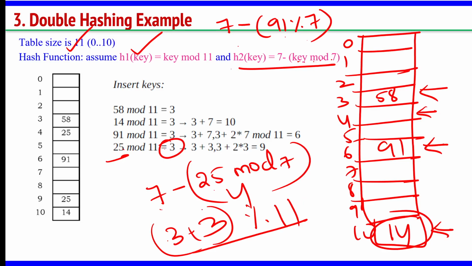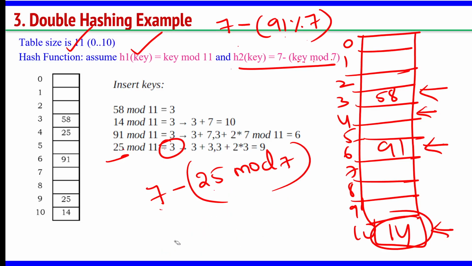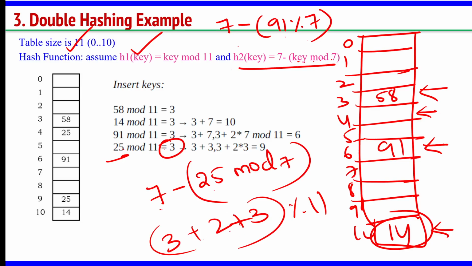Then multiply this 3 into 2. It is something like 3 plus 2 into 3 now. Again mod 11. So, 3 plus 6, 9. 9 mod 11 is 9. 9 is free. I will be putting 25 here.